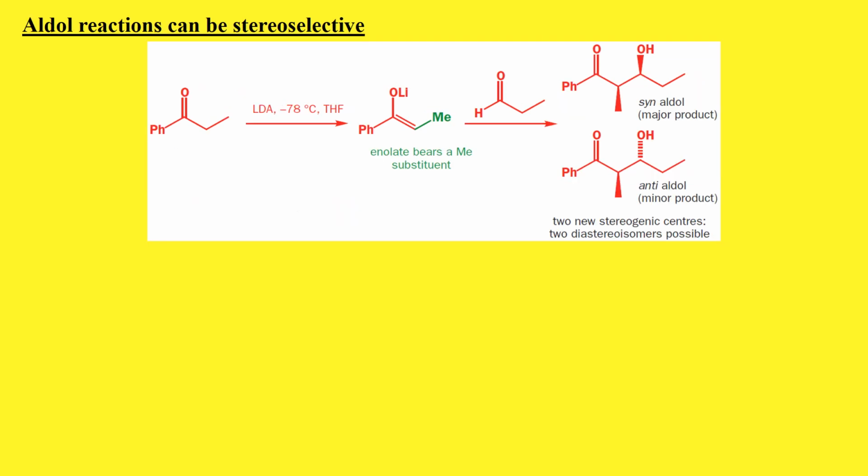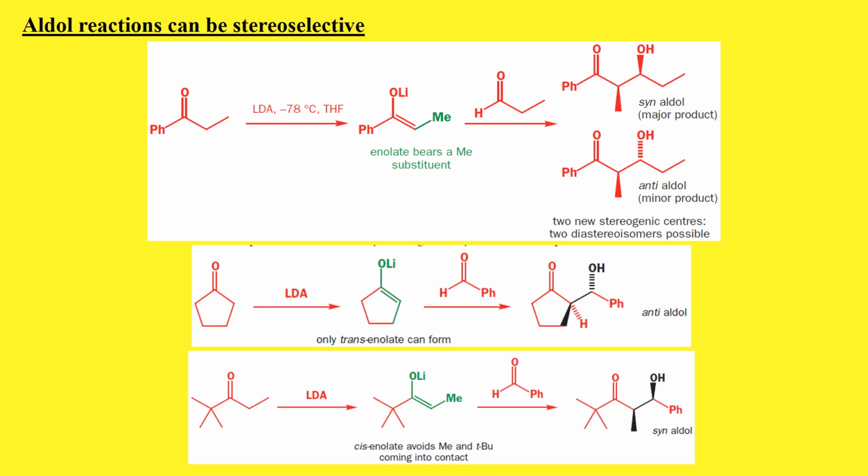Okay, so I've already made a video on the aldol reactions which can be stereoselective, in which I've already said that once you form the enolates, the addition can give you syn or anti-aldols, and there are various methods by using which you can exclusively get the desired product.